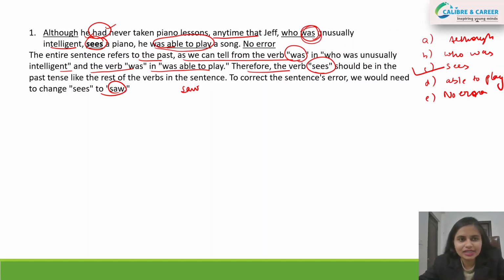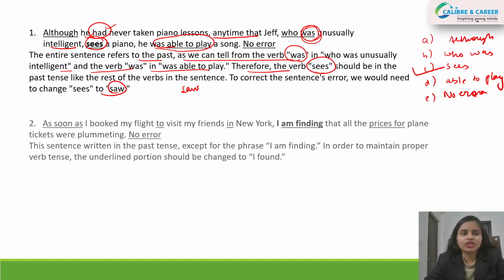So what will be the correct sentence here? Although he had never taken piano lessons, any time that Jeff, who was unusually intelligent, saw a piano, he was able to play a song. All right. So this will be the correct answer. Moving towards question number 2. As soon as I booked my flight, I visit my friends in New York.